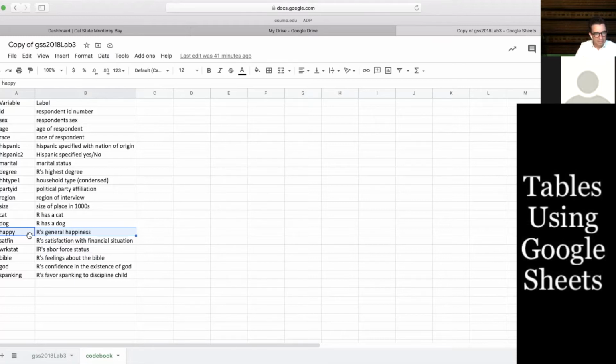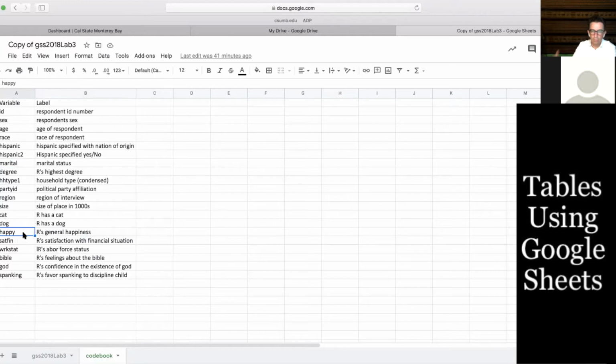And now I'm going to say, let's see if marital status is related to happiness. Let's say I have a hypothesis that, I don't know, single people are happier than married people? I don't know. Let's test that. Let's see if marital status has an impact on happiness, or are they related or not.